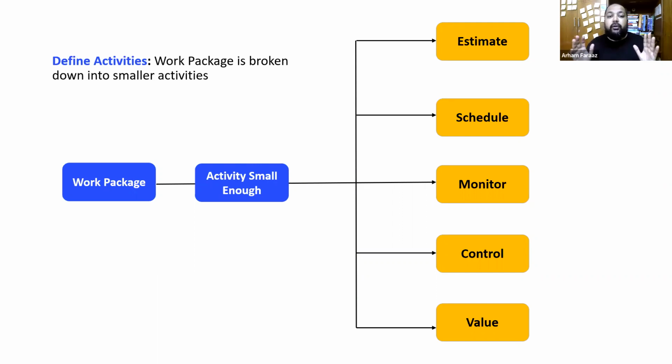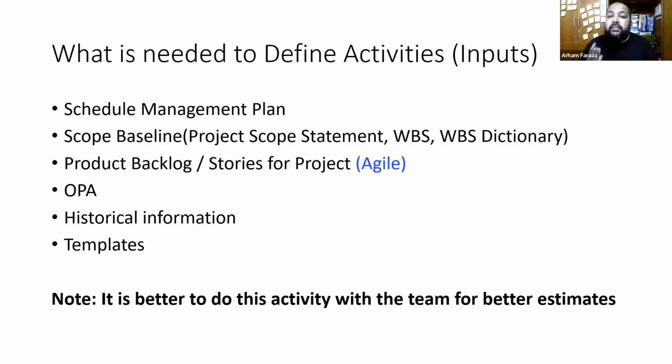So this is important. Now, defined activities are broken into smaller activities, which you can see here. We are going to look at the small activities. The small activity should be able to be estimated. We should be able to schedule it. We should be able to monitor it, control it. It should be able to add some value to the customer. Okay, that's very important.